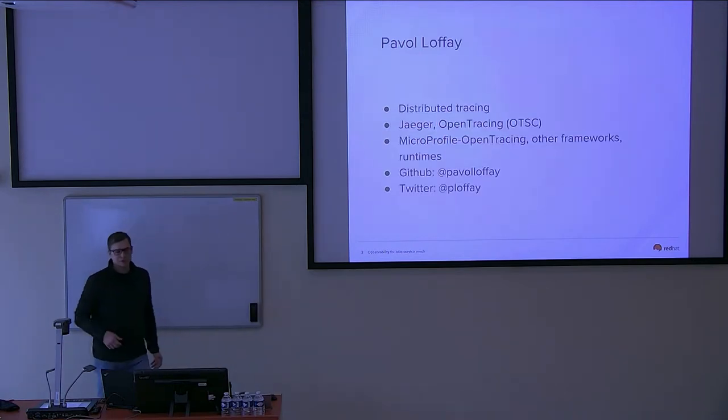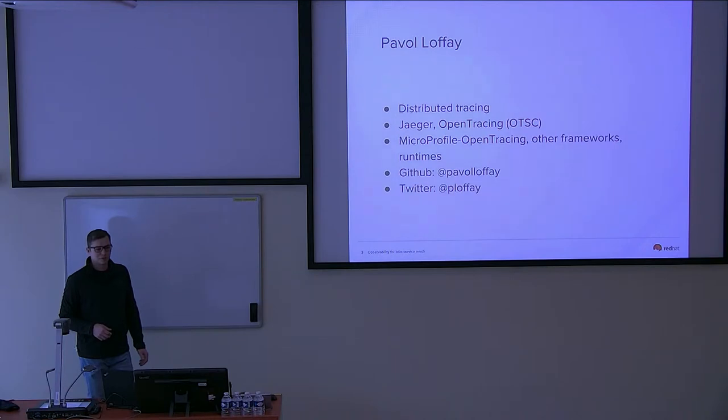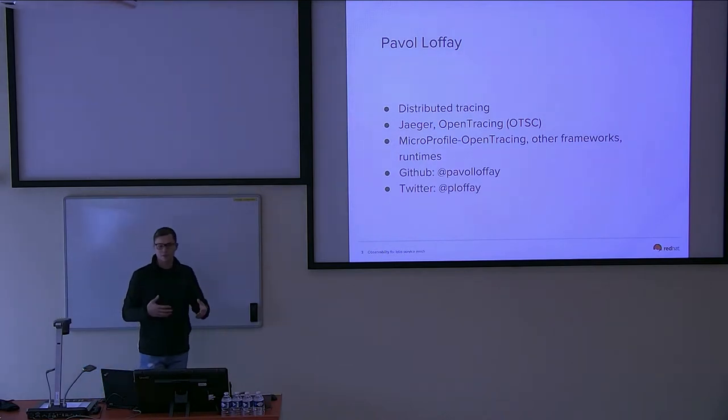So before we start, just a couple of words on myself. I've been working on distributed tracing and observability for about the last 4 years. I'm not an Istio developer, however, I work on Jaeger and OpenTracing projects, which can be considered as distributed tracing projects which can be used with Istio. I also work on framework instrumentations and runtimes for OpenTracing to make it very easy for developers to start using tracing in their technology.